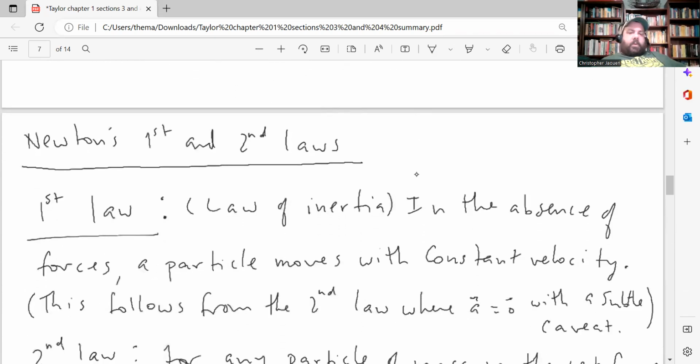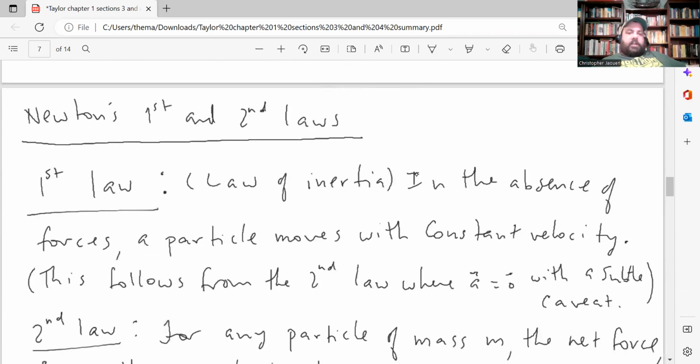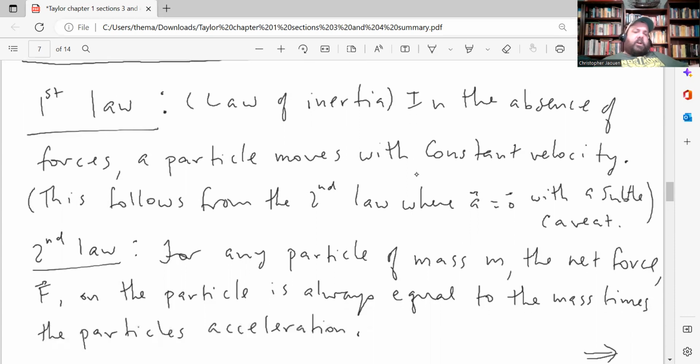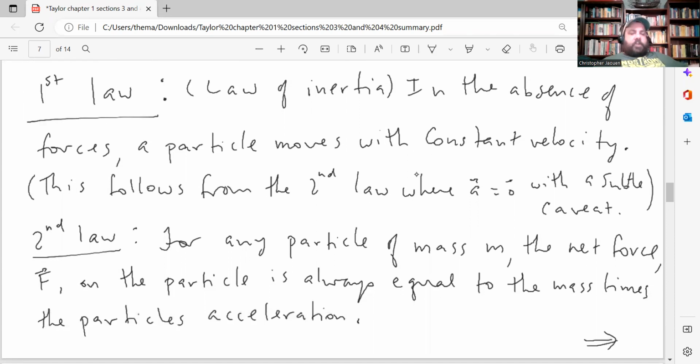Okay, then we get to Newton's first and second laws. The first law is called the Law of Inertia, and it states, in the absence of forces, a particle moves with constant velocity. And this first law follows from the second law, which we'll talk about in a second, with a subtle caveat that he talks about later on in this section when we get to inertial frames.